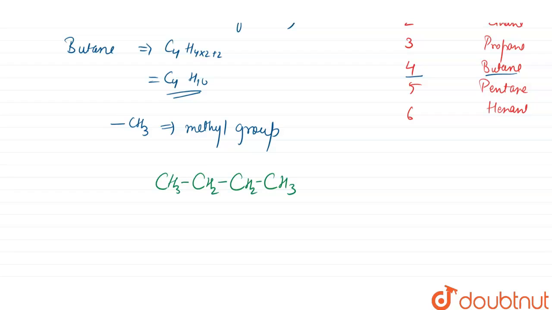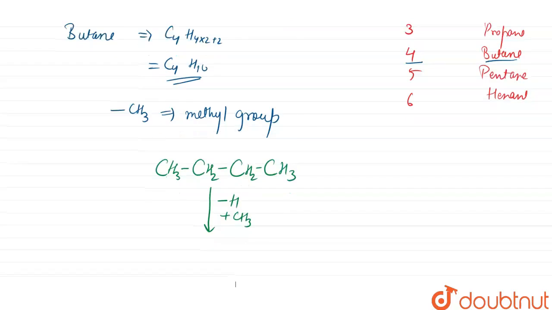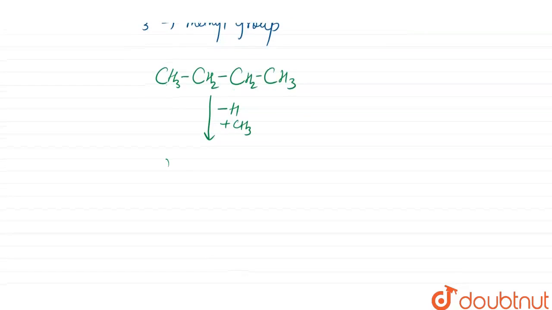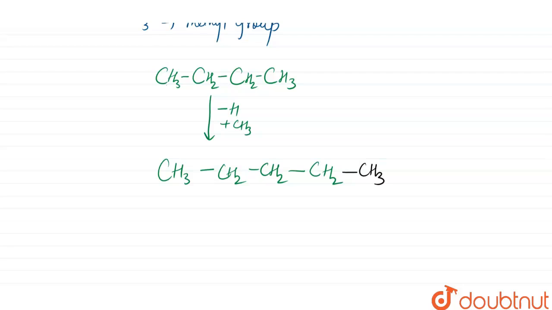They are saying if we replace one hydrogen, any hydrogen, this or this. Suppose I am removing one hydrogen from here and adding one methyl group, that means I am subtracting one hydrogen and adding one CH3 group. So what will happen is CH3, CH2, CH2, and here one hydrogen is eliminated, so it will have CH2 and one CH3 group is added, so it will have one CH3 group extra.